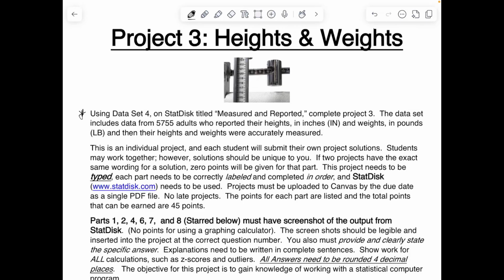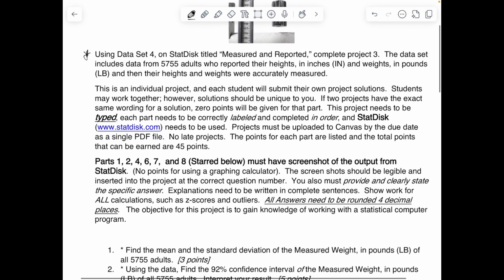And then they actually go and measure these values and get the accurate readings for their heights and their weights to see those differences. So this is an individual project, and each student will submit their own project solutions. You can work together, however, your wording and solutions need to be unique for you. If two projects have exact same wording, then 0 points will be given for that part. The project needs to be typed and also completed in order, and then make sure you label each part.